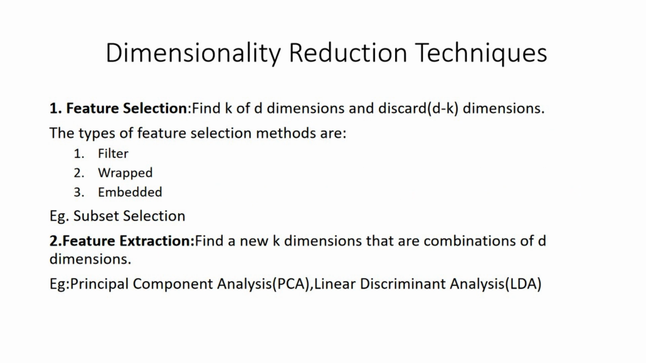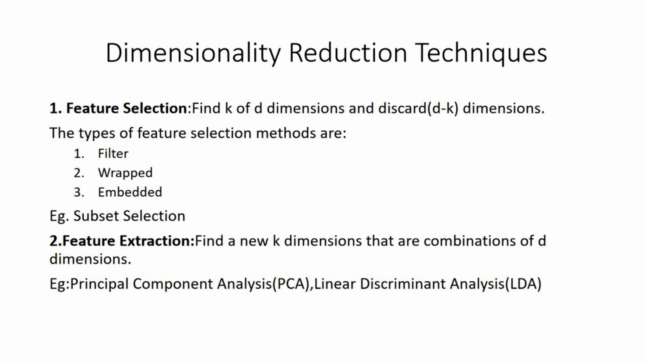There are two types of dimensionality reduction techniques. The first one is feature selection. This involves identifying a subset of the original features in an attempt to find a smaller subset which can be used to model the problem. The types of feature selection methods are filter, wrapper and embedded.